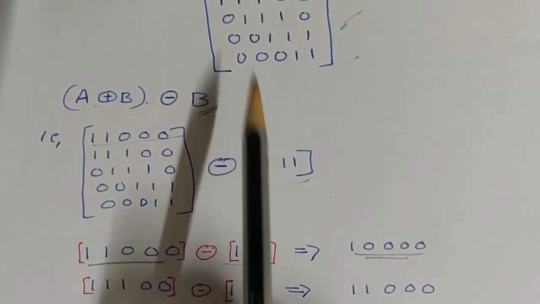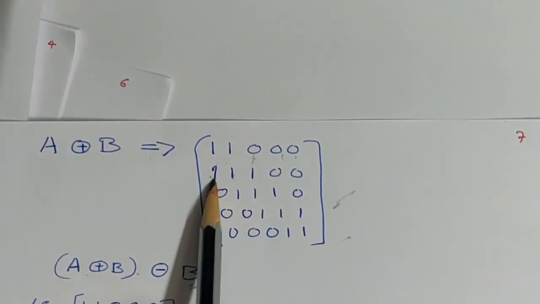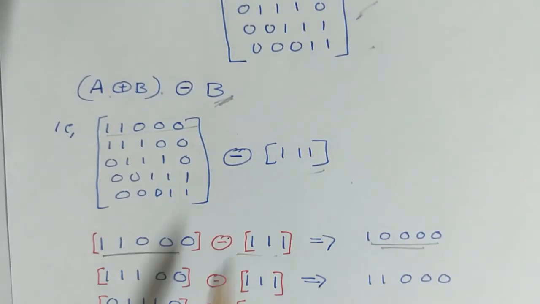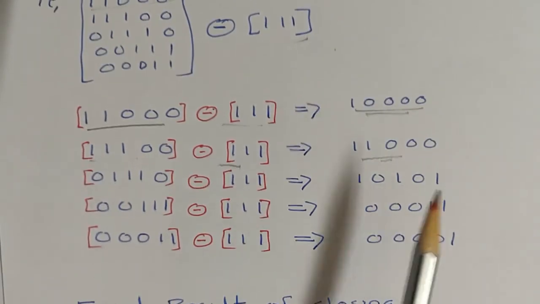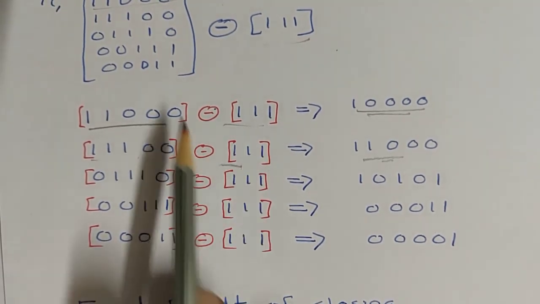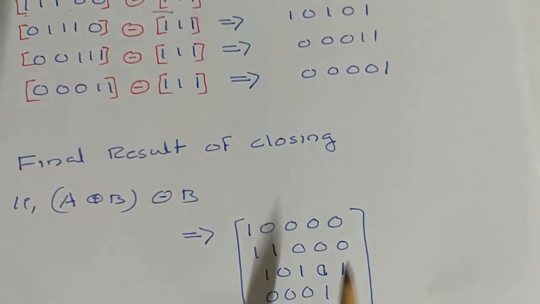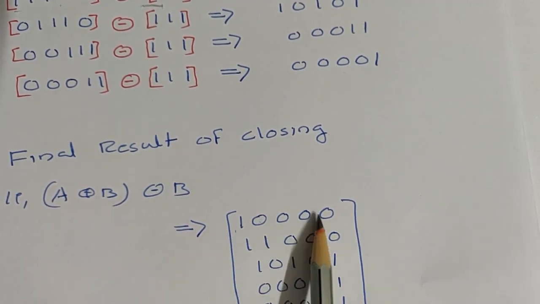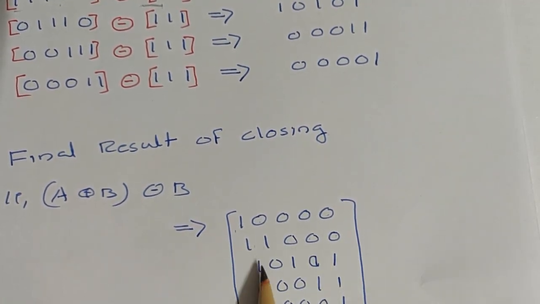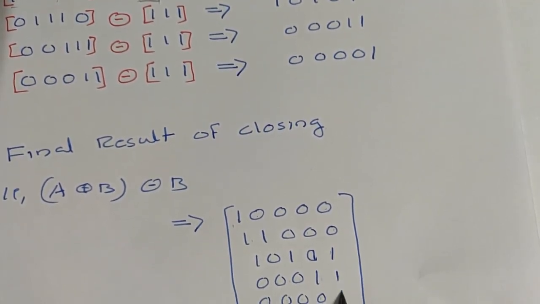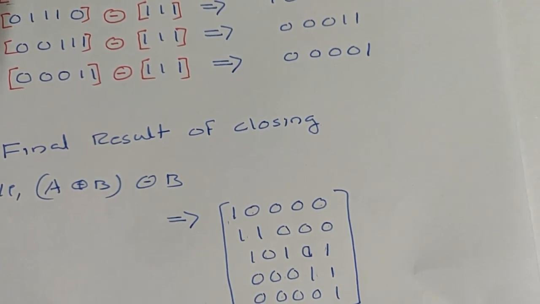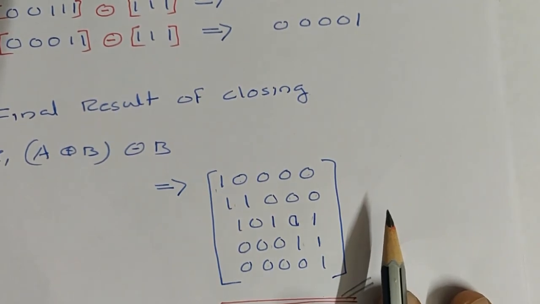Okay, then we will take the second row of this matrix. Now we do the erosion operation. Now the result of the erosion operation is like this, and we will repeat this erosion for all the rows. Then the final result is 1 0 0 0 0 1 1 0 0 0 1 0 1 0 1 0 0 0 1 1 0 0 0 0 1. This is the final result of the closing operation. Okay, the final result of the closing operation. Thank you.